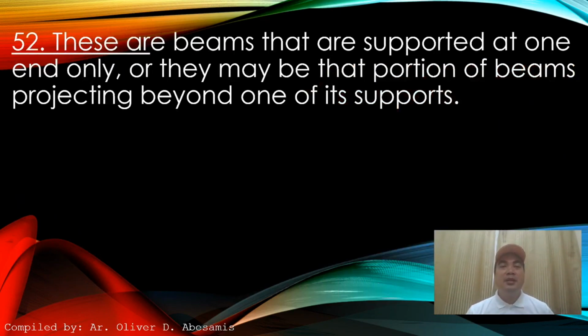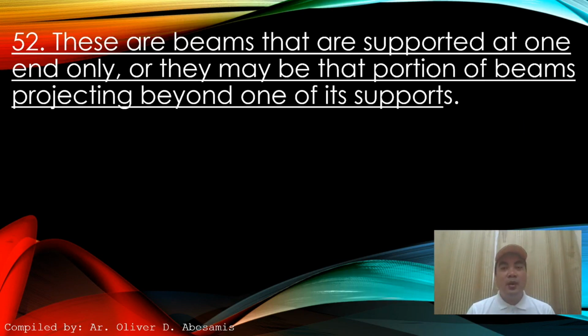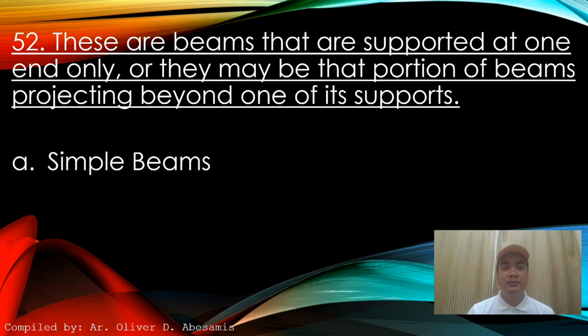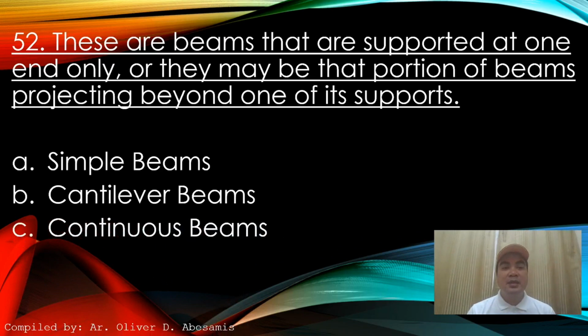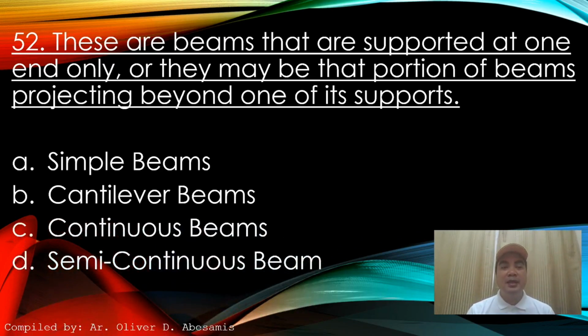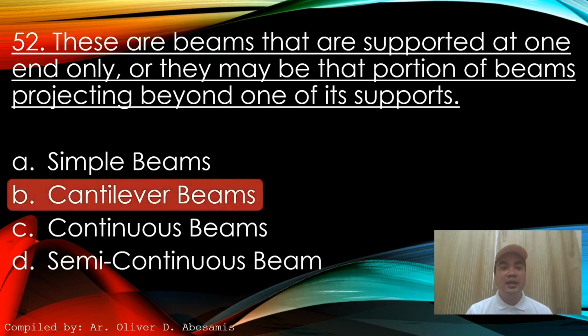Next, these are beams that are supported at one end only, or they may be that portion of beams projecting beyond one of its supports. A. Simple beam. B. Cantilever beam. C. Continuous beam. And D. Semi-continuous beam. Answer? B. Cantilevered beam.